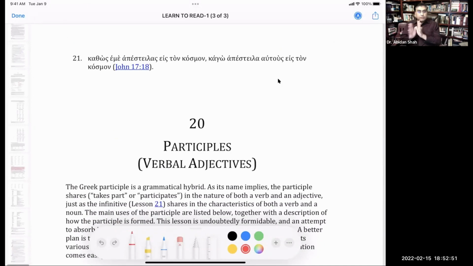Moving along to chapter 20. Once again, contract and liquid verbs really is about the amalgamation, the mixing of certain alphabets, which results in a longer vowel or a diphthong, and you need to remember that. So when you see them in a sentence, don't panic. Stop and think about what could be happening there, and you'll be okay.